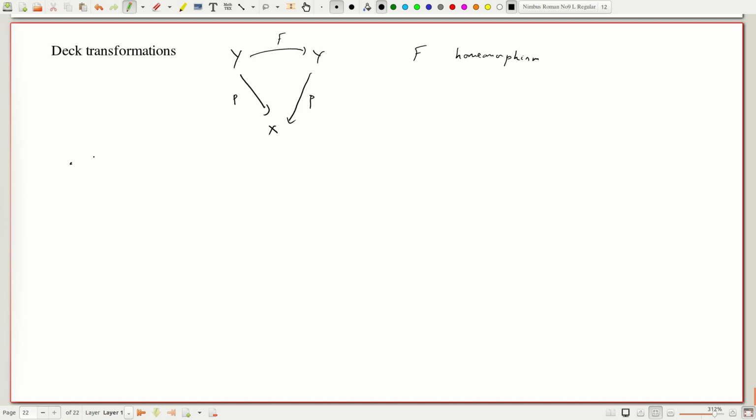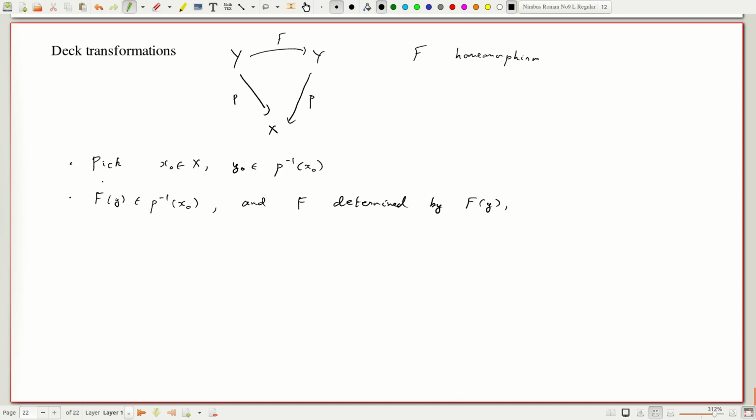So this means, we'll just pick base points. Pick x0 in x and y0 in p inverse of x0. By the way, here throughout I'm assuming connected and locally path connected, hence path connected. There was a blanket assumption, but let me remind you, otherwise these kinds of things are not true. So now f of y0 belongs again to p inverse of x0. And f is determined by f of y0. Why is that?